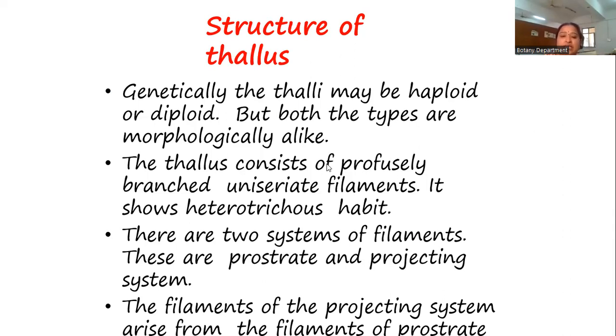It is differentiated into two parts. One is the prostrate or creeping system. The second is the erect or projecting system. That's why this habit is called heterotrichous habit. What are the two types of systems present? One is the prostrate or creeping system, and the second is the erect or projecting system. The best examples are Ectocarpus cylindricus and Ectocarpus subcorymbosus, with a well-developed prostrate system. In Ectocarpus tomentosus, the filaments have a developed prostrate system.